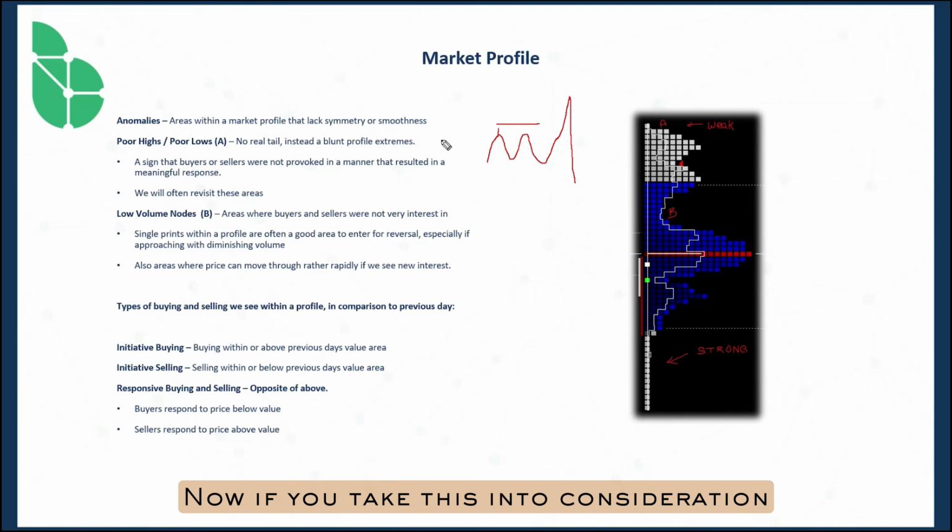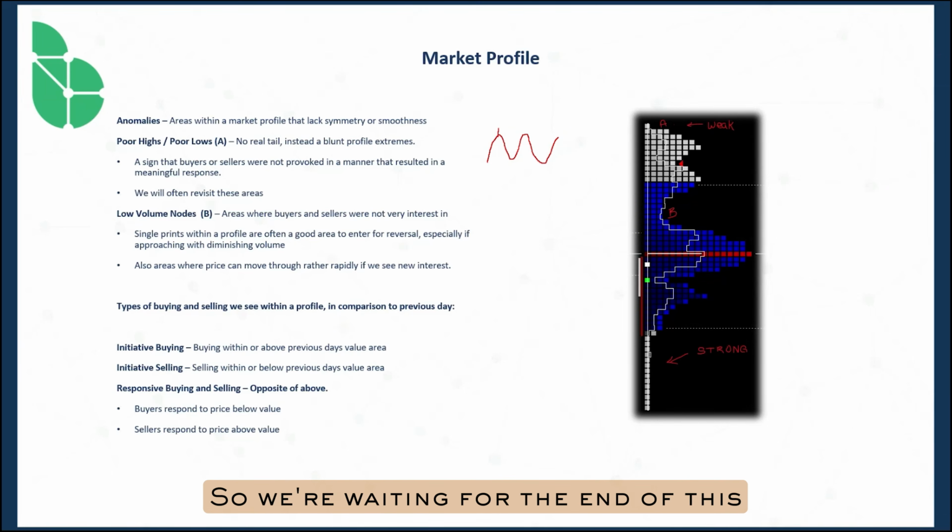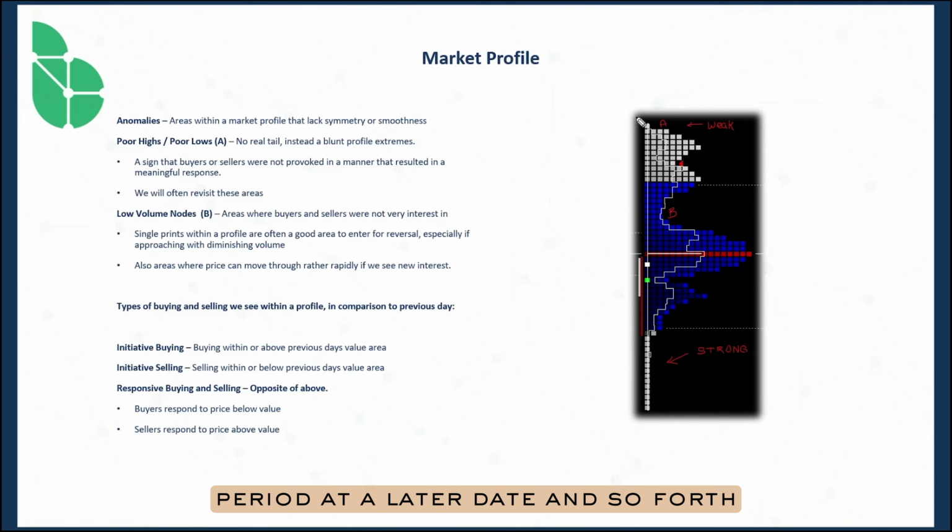Now, if you take this into consideration on how this would look on a bar chart, you can imagine what we're waiting for on this TPO chart. We're waiting for the end of this auction to finish, and then this is a closed out period. So clearly this was left as a poor high, but you'll typically see that the market will return to this area to correct it, either in a later time period, at a later date, and so forth.